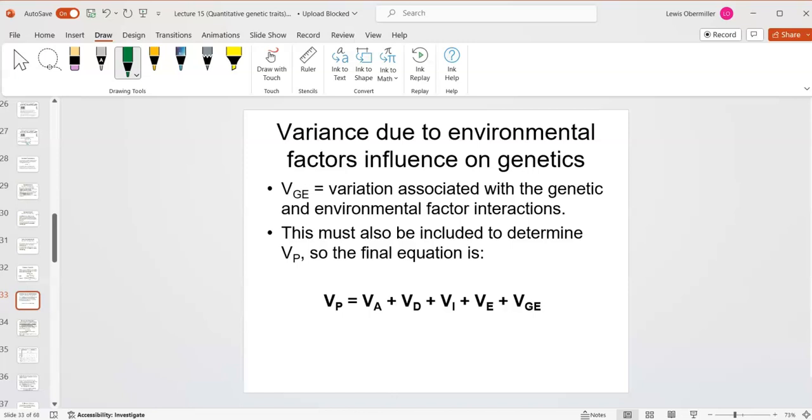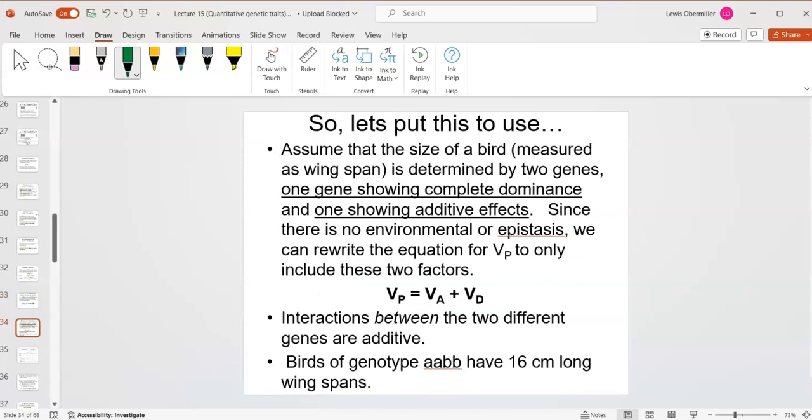Okay, so we have additive, dominance, epistasis, environment, and then there's another one called G by E, which is variation associated with genetic and environmental factors interacting with one another, which is really complicated. So I don't even know why I brought that up. We're going to get rid of that one. In the end, that tells us our phenotypic variation. So for the test, you guys will have to plug these numbers in to figure it out.